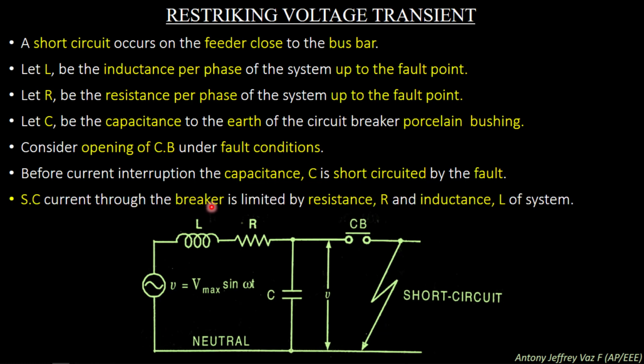Short circuit current through the breaker is limited by resistance R and inductance L. Since the generator is producing the supply and feeding the long transmission line through the inductance and resistance, after that the capacitance is connected. Since this capacitance is after the inductance and resistance, the short circuit current which is flowing passes through the inductor and resistor. So the resistance and inductance have an effect on the short circuit current. When a short circuit occurs, this inductance and resistance will limit the short circuit current flowing through the fault.